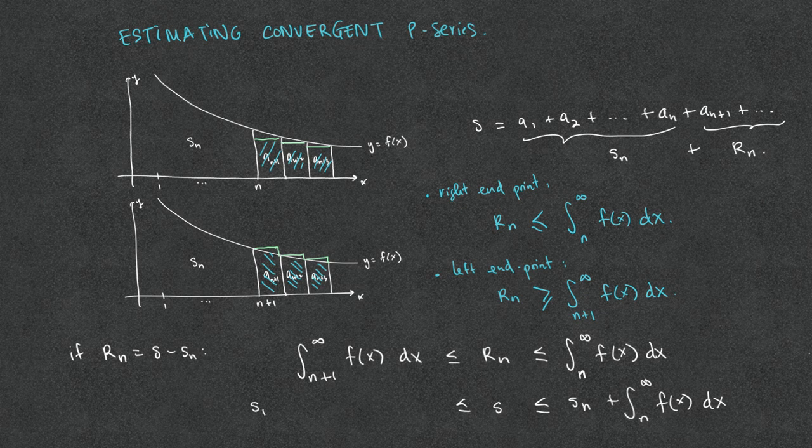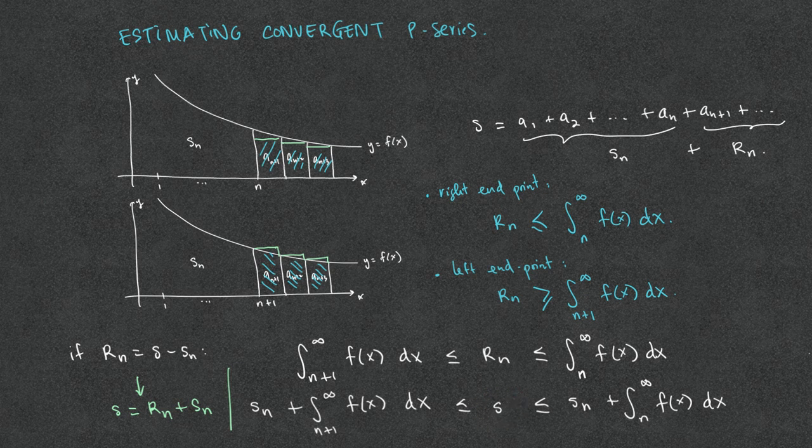If R sub n equals S minus S sub n, then if we add S sub n to all three parts of the inequality, we end up with the actual sum being the partial sum, the sum of the first n terms, plus the remainder. Thus, S is R sub n plus S sub n, and that is how we estimate the sum of the convergent p-series.